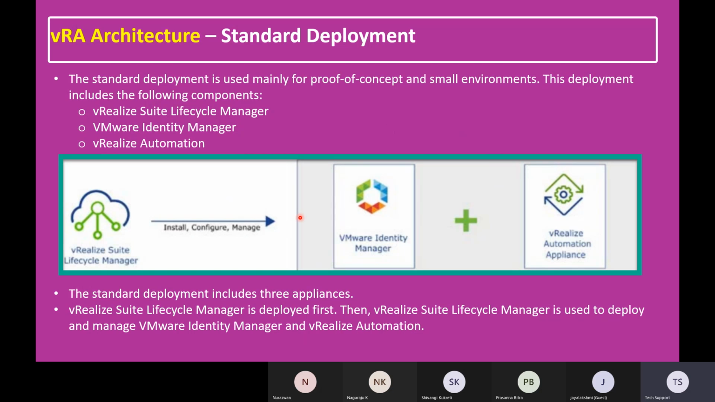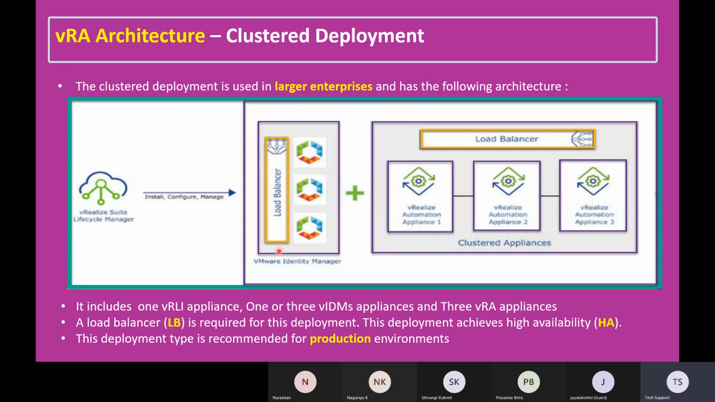This is one of the interview questions. In interviews, they may ask what the vRealize Automation architecture types are. You can explain that we have two types of architecture: standard deployment and cluster deployment. For the standard deployment, we require three appliances: lifecycle manager, identity manager, and automation. For the clustered architecture, you can maintain minimally one IDM or three IDMs, but for vRA, we must maintain minimally three vRA appliances.